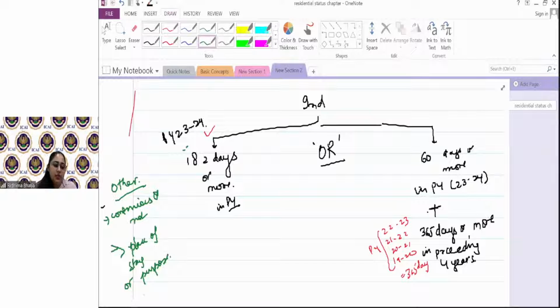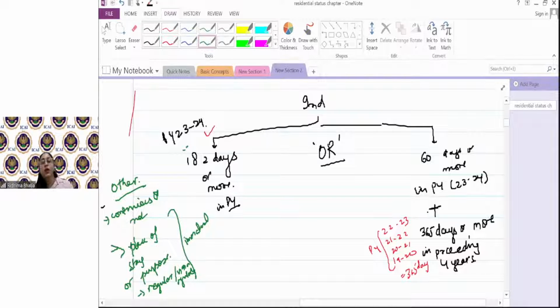And last is also somewhat same. Regular visits or irregular visits does not matter. All these things are immaterial. That means you say कि वो regularly India आता है या वो non-regularly आया है, this is the one time thing, does not matter. ये सारी चीजें does not matter. Now you have to calculate physical stay in India.